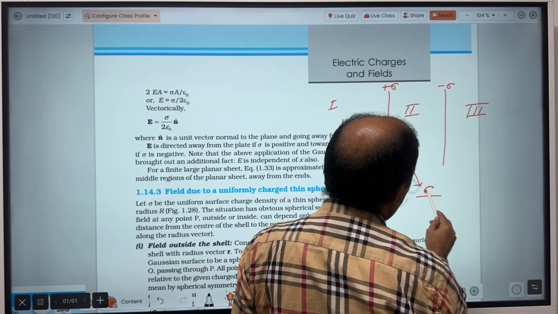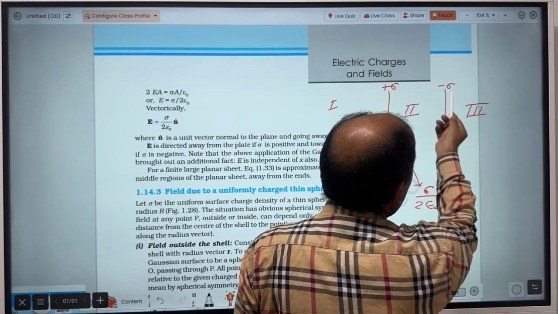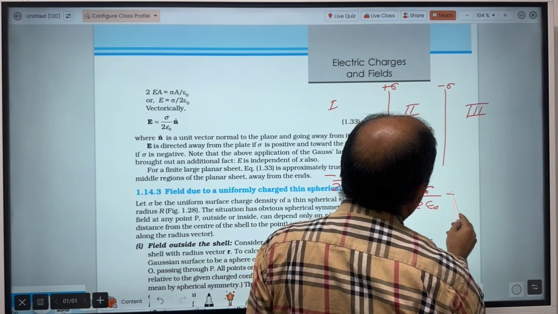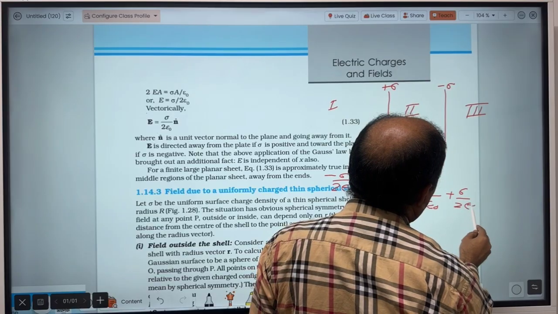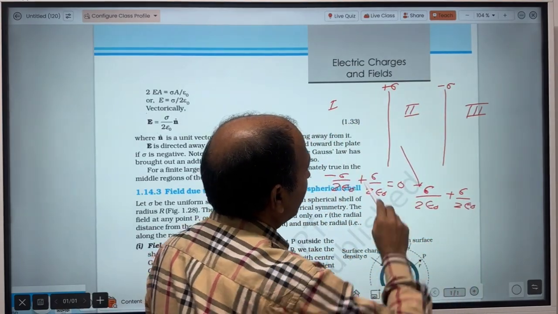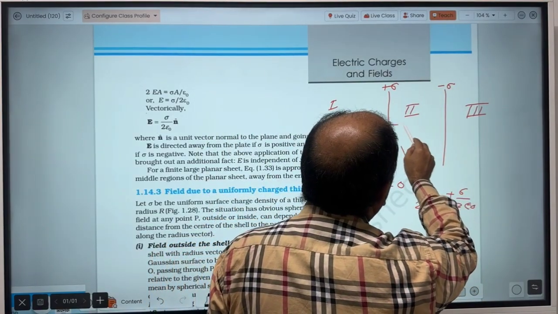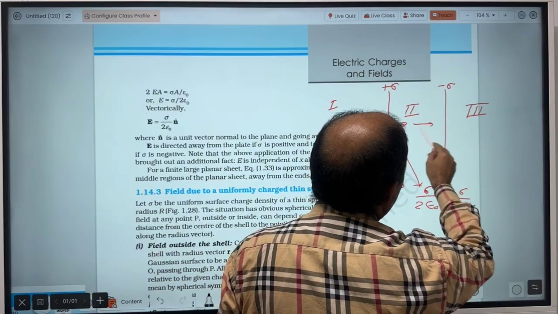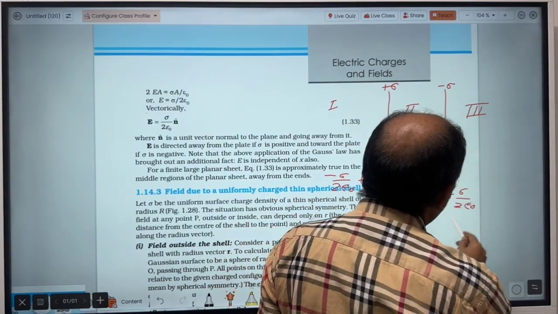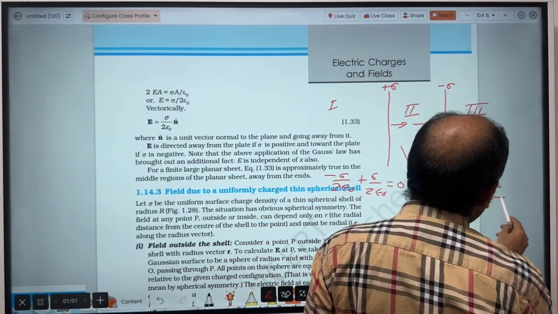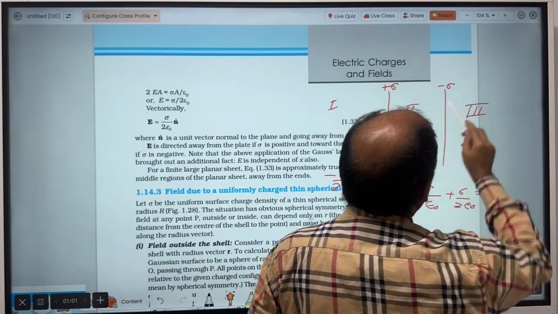So sigma upon 2 epsilon naught due to this, and due to this it will be again sigma upon 2 epsilon naught, because the field will be in this direction, and due to this also along the same line. So it will become sigma upon epsilon naught. And what about the third region?